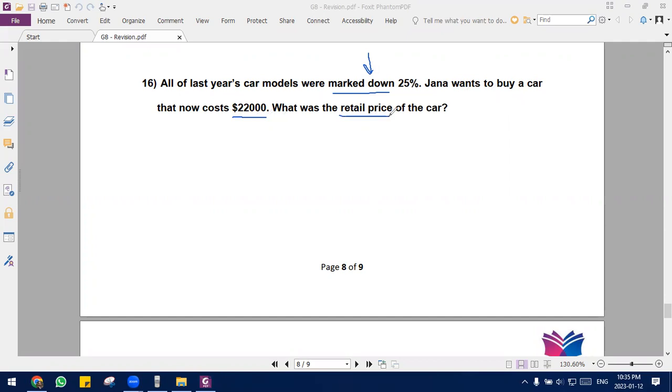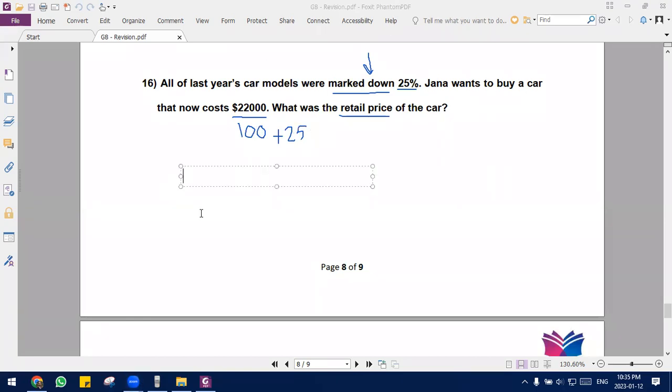So just first, to find the answer reasonably, the original value should be more than the new value, the 22,000. Why? Because they are marking down the price and the new value is 22,000. So the answer that I should find should be more than 22,000. So now, the 22,000 here, I will consider it as 100%, and then I will increase that price. They mark it down by 25%, so I will add 25% to find the original price. So here I have 125%.